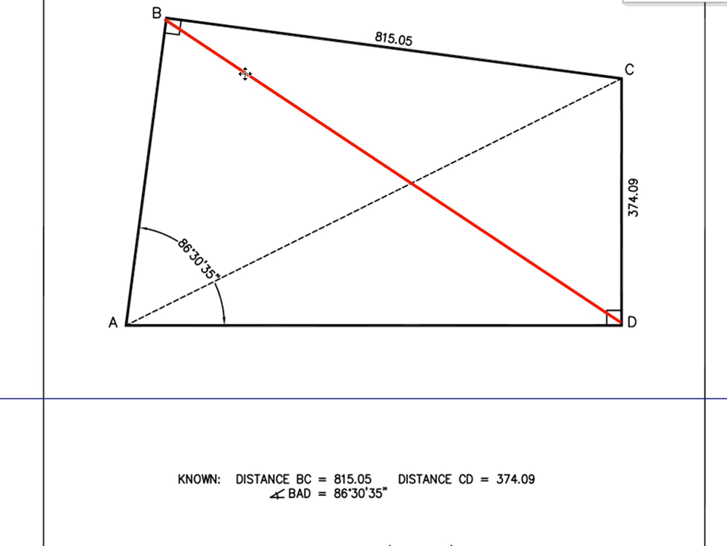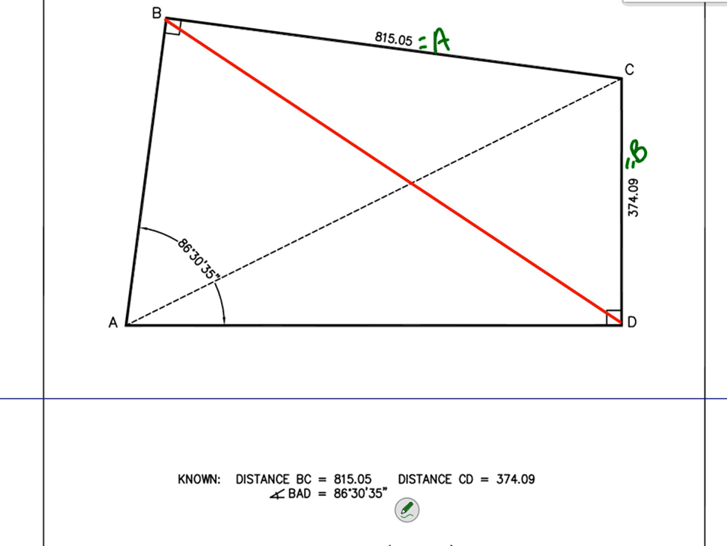And so I'm going to go through this using the stored features, and I'm going to write on here the letters that I stored things as. The distance of BC is A, so if you would take a moment and store this as A, so 815.05, press store, and alpha A. And then the segment CD is capital B, and so if you would type in 374.09 and store that as alpha B, that would be good.